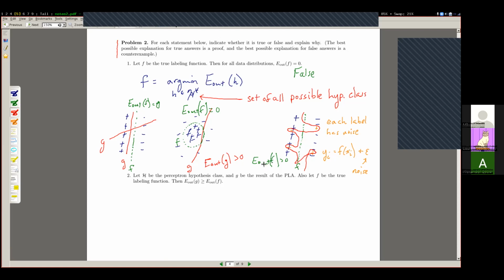But what's important here is that we're talking about the E out being greater than 0. And for the E out being greater than 0, we're talking about all possible data sets as the amount of data goes to infinity. And as the amount of data goes to infinity, in this exact same spot right here, wherever this minus is, if we had infinite amounts of data, there would also be a data point with a plus right here too, because of this noise. And so there's no way to separate that individual spot right there that's both a plus and a minus.